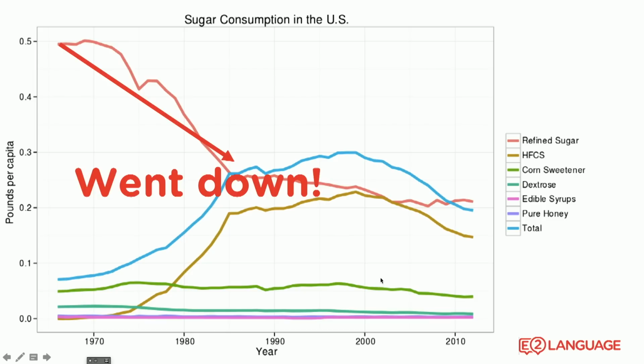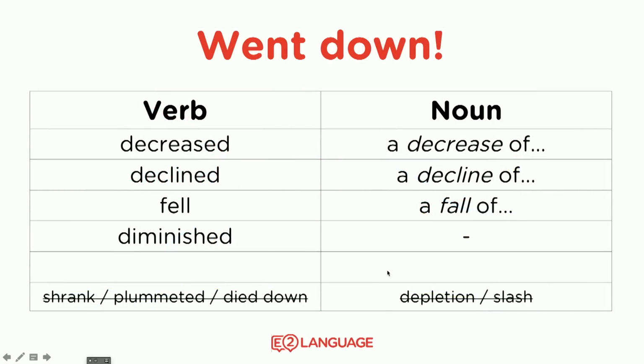Fine, what about went down? Let's look at some different words for went down. Decreased is a good one. Declined, fell, diminished. These are nice verbs to use in the past tense. Or the equivalent noun form would be a decrease of, a decline of, or a fall of. You don't want to use verbs like shrank, plummeted, or died down because they're not academic enough. And you also don't want to use really complicated words like depletion because it's just not precise, or certainly not slash, either a verb or a noun.